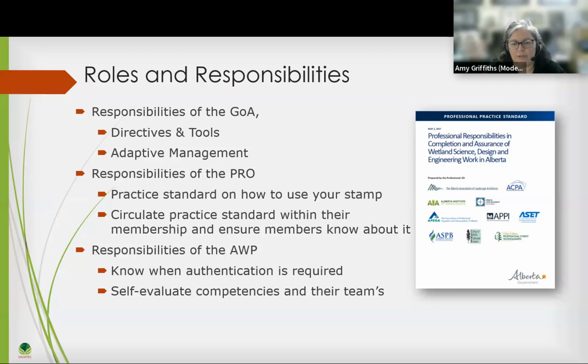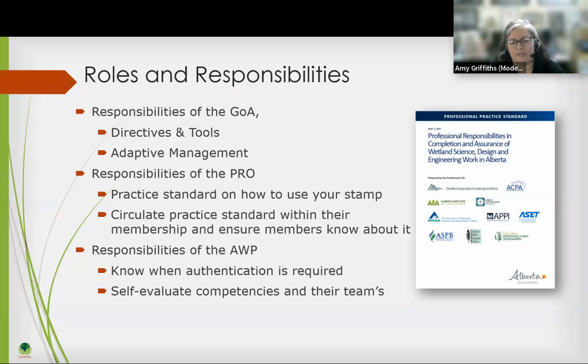The government is responsible for creating and implementing directives and tools, as well as ensuring that these are adaptively managed, including revisiting them every 5 years from the date of publication. Each Pro ensures that their members understand these new standards and appropriately apply their stamp and signature.